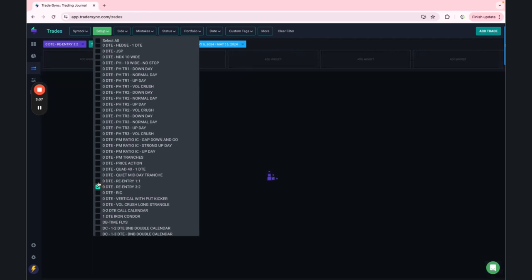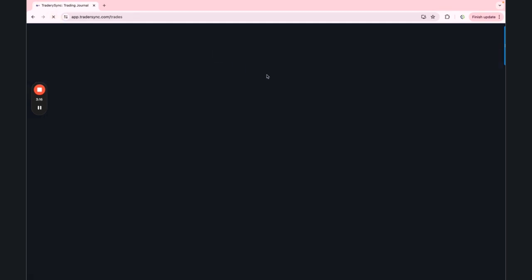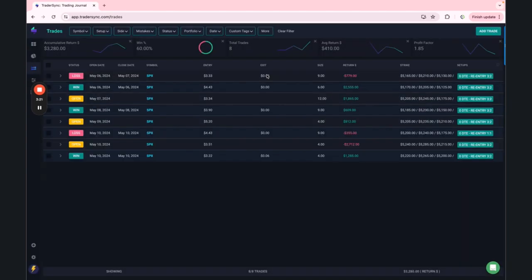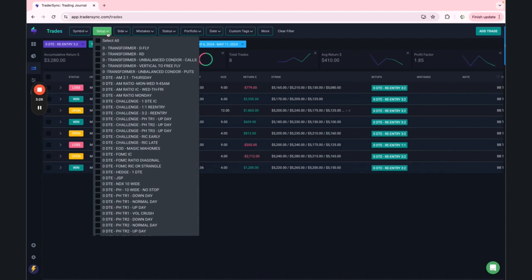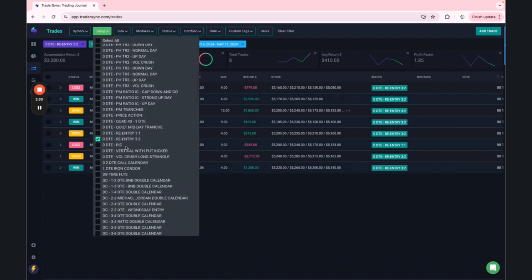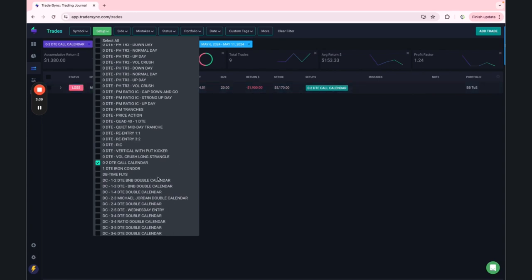Three twos, kind of similar to my challenge portfolio. Actually, a couple more losses, so let me refresh that. I had one, two, three losers, but still positive, plus 3,200. No RICs, that's something I'm testing, nothing there. O2 call counters, had one of those for a loser, minus 1,900.